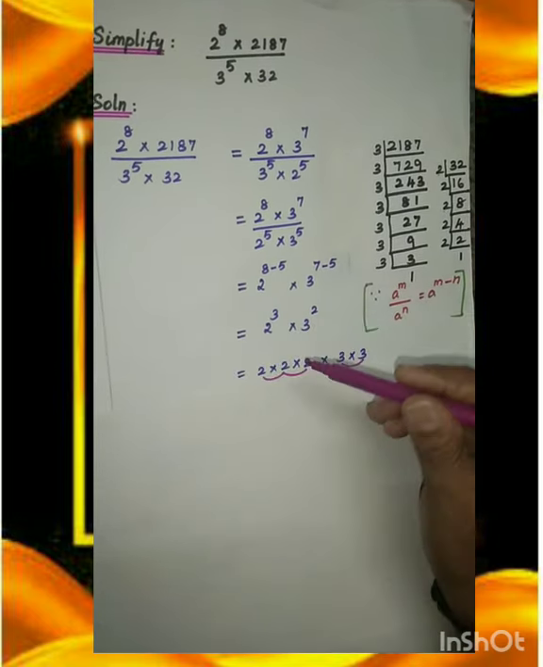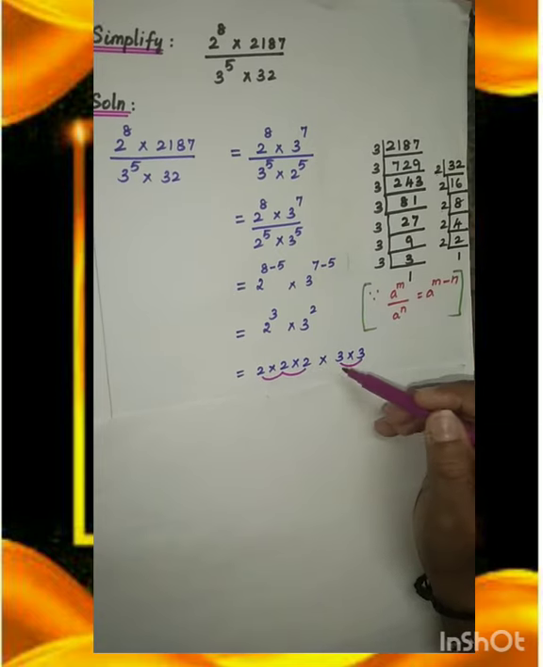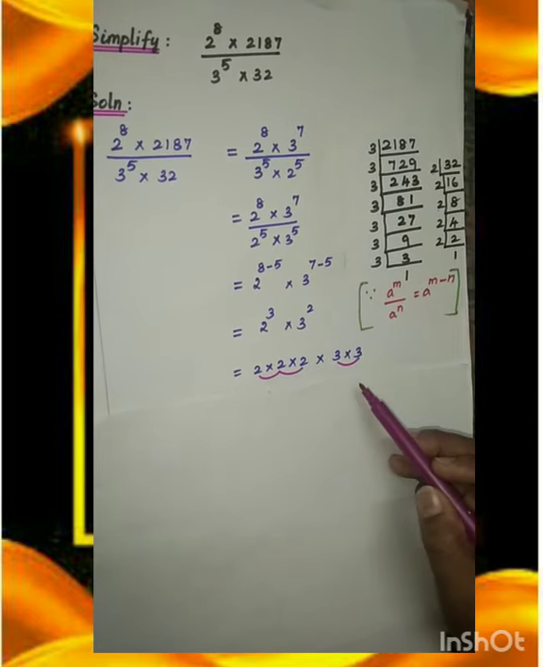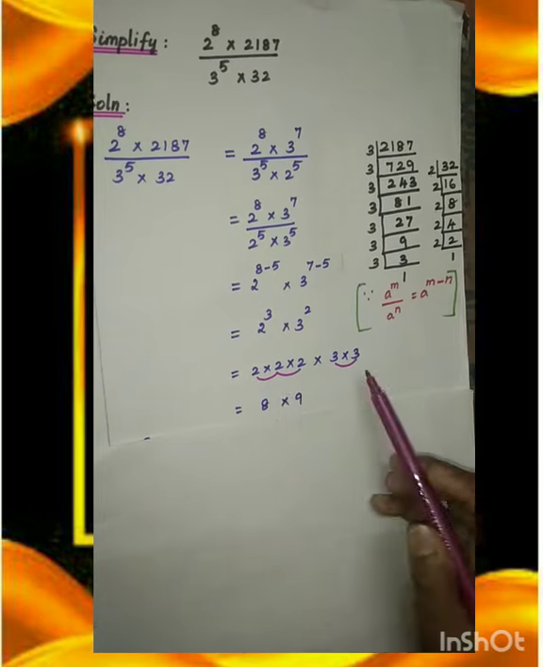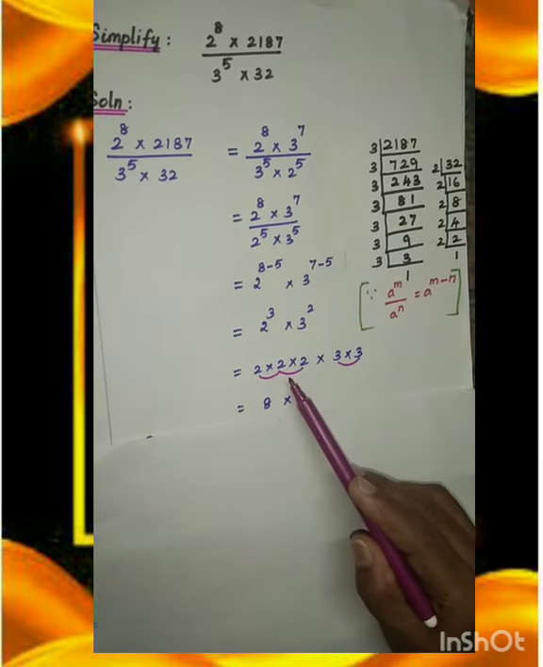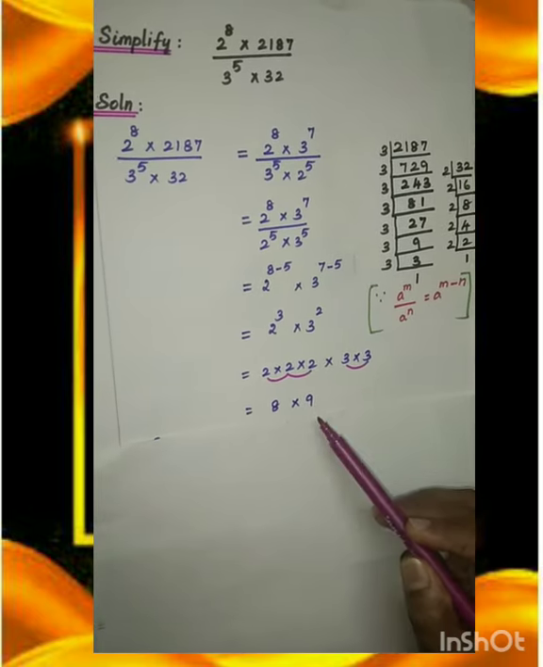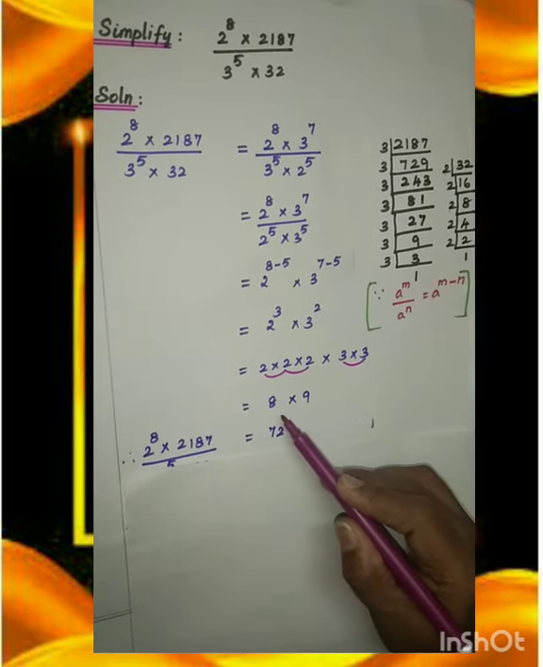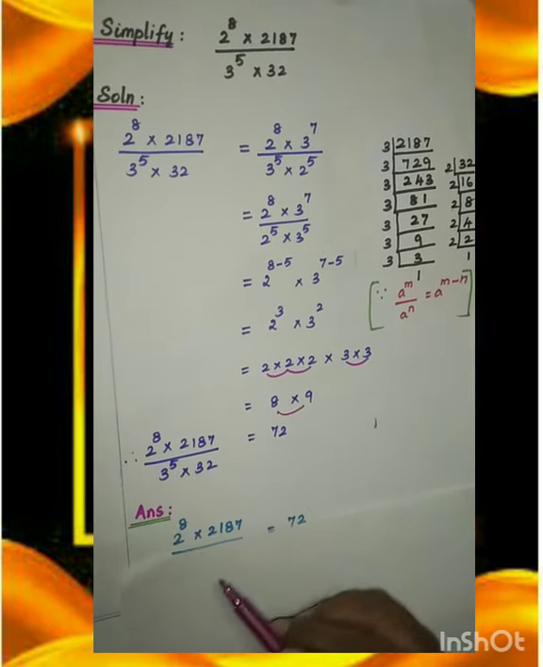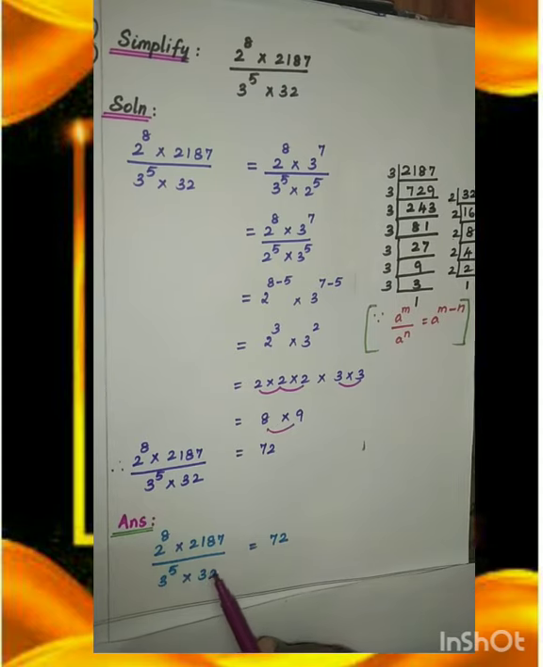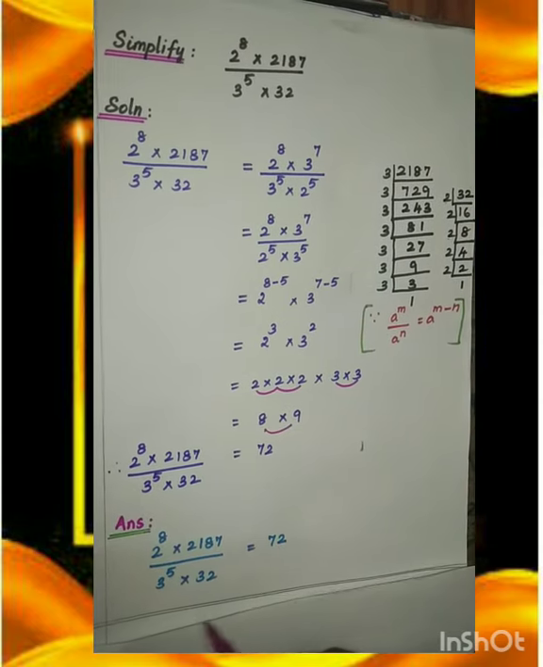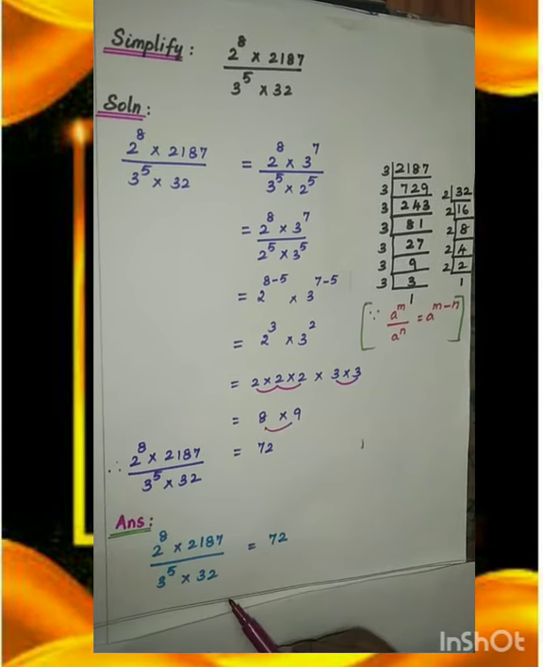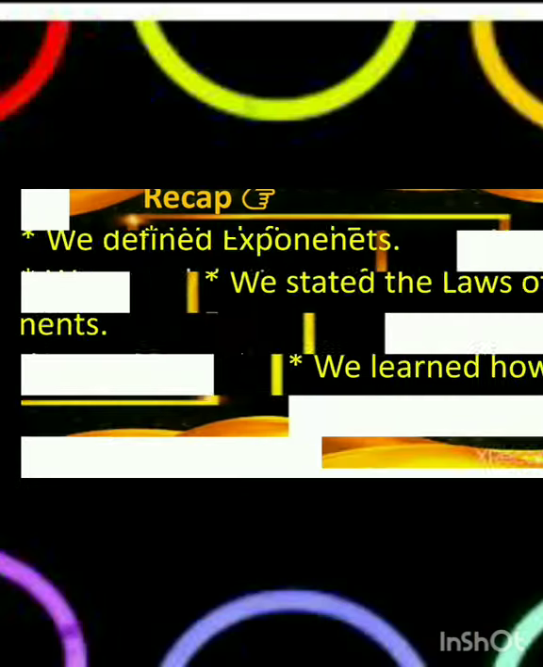So 2 cube can be written as 2 into 2 into 2, into 3 square can be written as 3 into 3. Now we can multiply these values. So 2 2s are 4, 4 2s are 8. Then 3 3s are 9. Now 8 9s are 72. Therefore 2 power 8 into 2187 divided by 3 power 5 into 32 is 72.